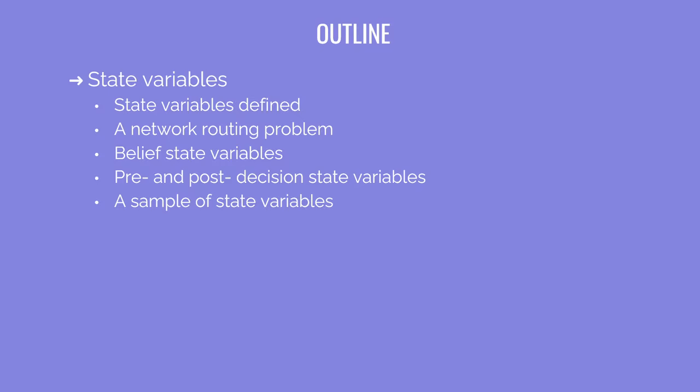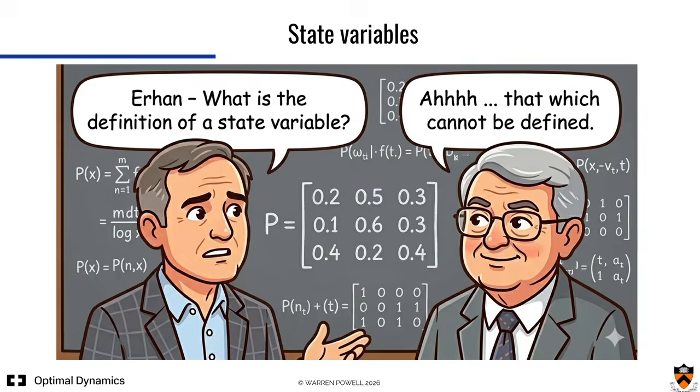State variables are an incredibly important topic and one that's very poorly understood. So I'm going to start off talking about defining state variables, describe a network routing problem, touch on belief state variables, then the very important topic of pre- and post-decision state variables, and then finally illustrate a sample of state variables and how to create state variables from an actual problem from the modeling process.